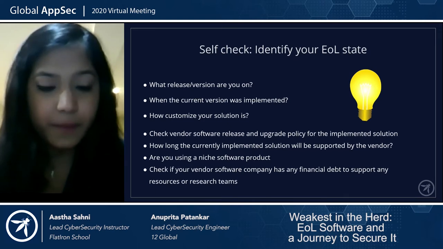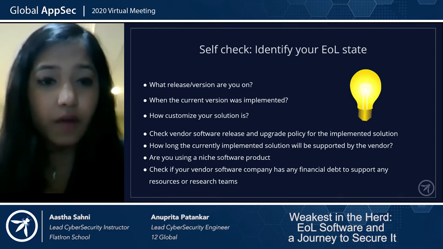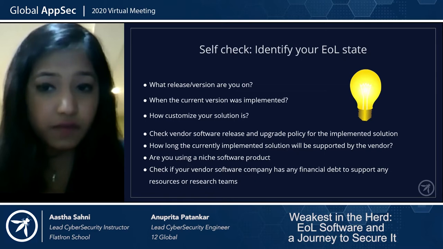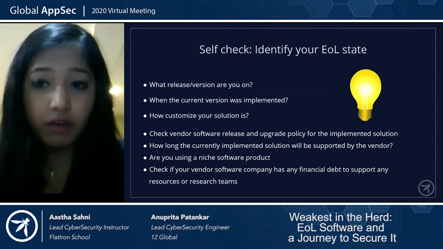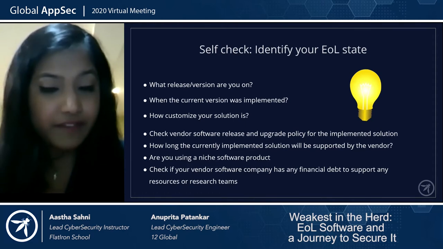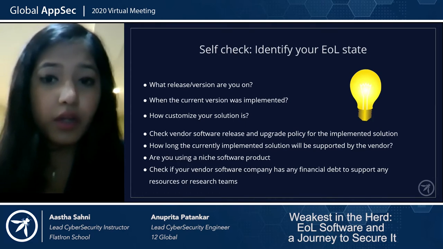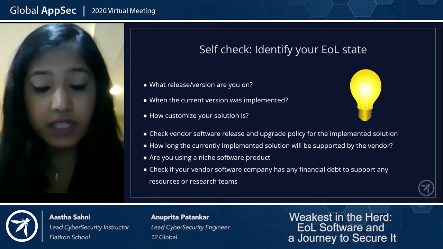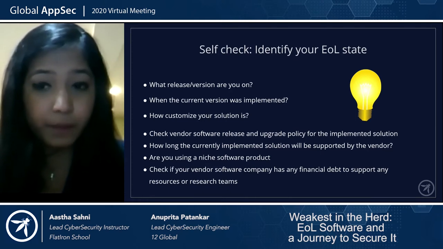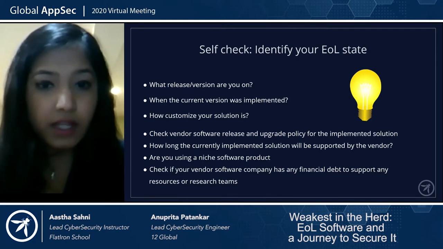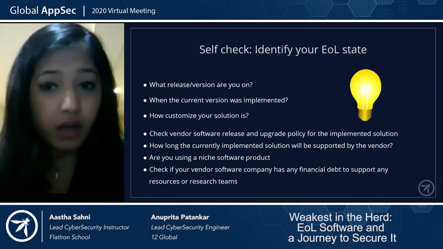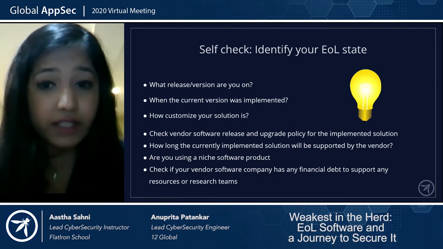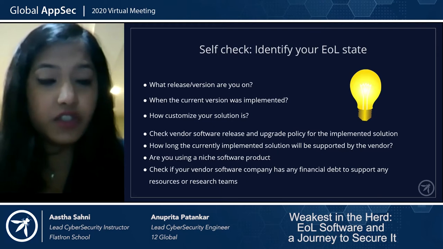The next point is, when we talk about the software vendor, a software vendor is someone who creates the software. And while creating a software, they also document software release and upgrade policies for the implemented solution. Now, if you want to understand your current state with an end-of-life system, it is very important for you to know the release and upgrade policy details and implementation details specifically for your application. It also documents the currently implemented solution support details, and it is very important when making decisions about your end-of-life system.